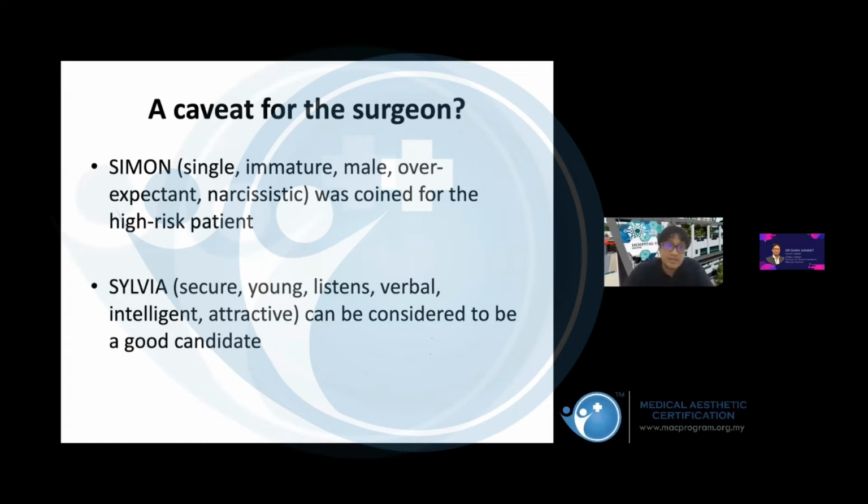We have the caveat, we call it a caveat for the surgeons, Simon and Sylvia. Simon is someone who's single, immature, male, over-expected, and narcissistic. This is just what we feel. These are considered high-risk patients, meaning these patients will cause problems. No matter how well you do the procedure, they'll always have some issues with it, and they'll just come and bug you. So that is a problem, so try and identify these people.